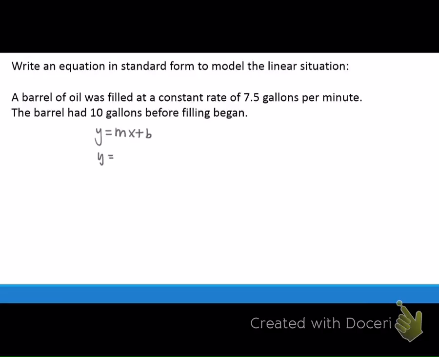Y equals? What, Jenny, is it? 7.5x. So that's your rate. Good. Right, and you start it with 10 gallons. Jill, what will I do first to get this into standard form? Do we have a fraction or decimal? Let's change that decimal to a fraction.